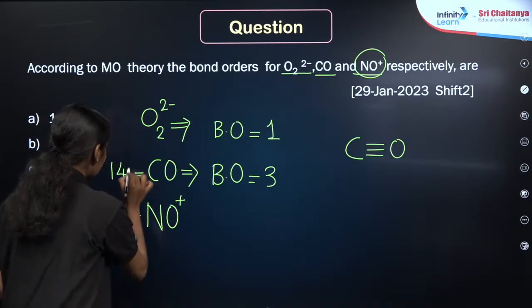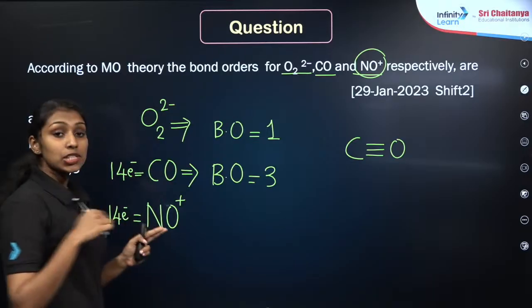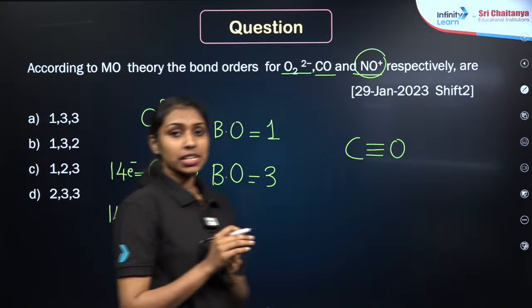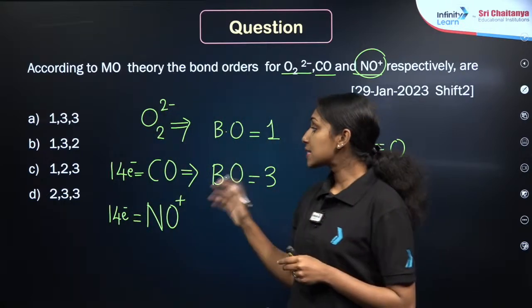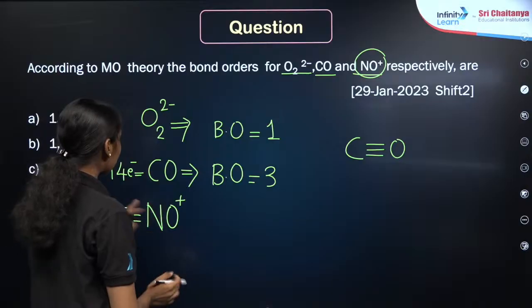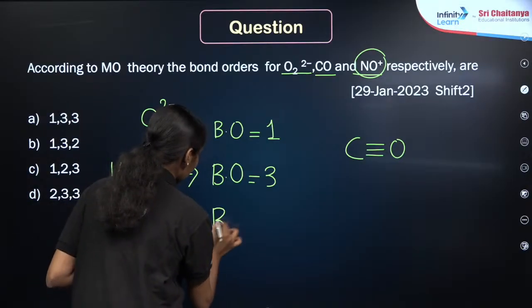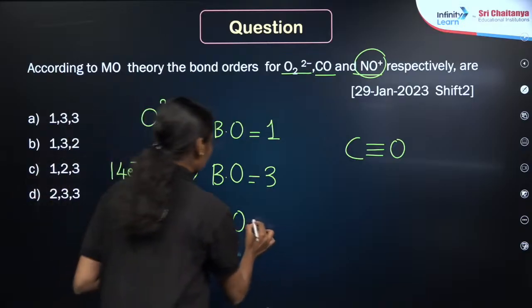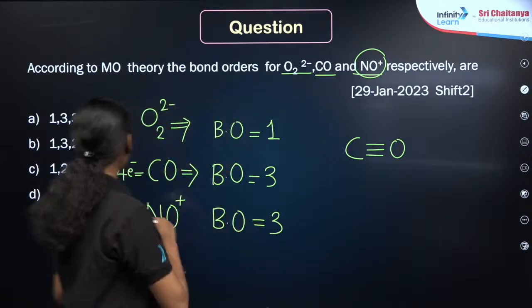Which means that these two species are isoelectronic in nature, which means they contain the same number of electrons. As I already mentioned in the bond order concept, isoelectronic species have the same bond order, right? So without calculating the bond order from the molecular orbital theory, we can say that the bond order of NO plus is equal to 3. Clear? Which means option A will be the correct answer.